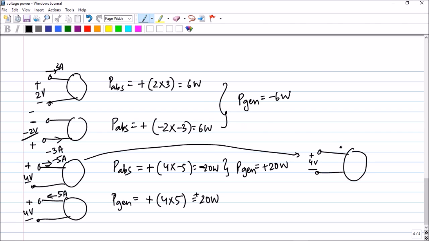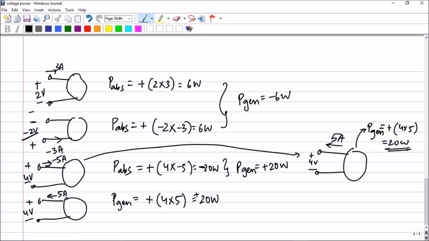Yeah. So the current direction is given to be in this. I will put it in the opposite direction. And what was the initial value? Minus 5 ampere. So when I reverse the direction, I have to reverse the current value as well. So it is 5 ampere. So you can clearly see by sign convention itself, the current is leaving the positive terminal. So power generated will be positive. So plus 4 into 5 is equal to 20 watts.